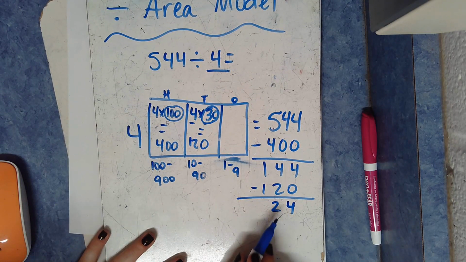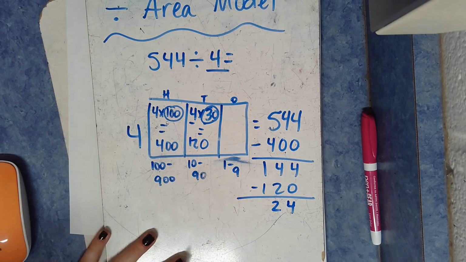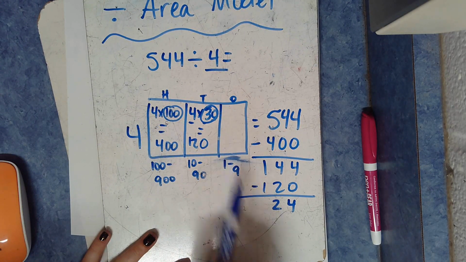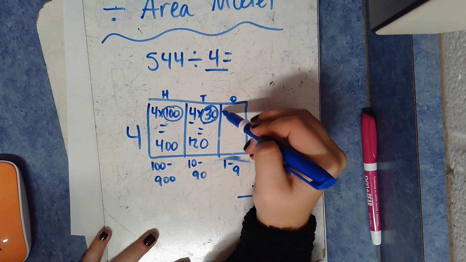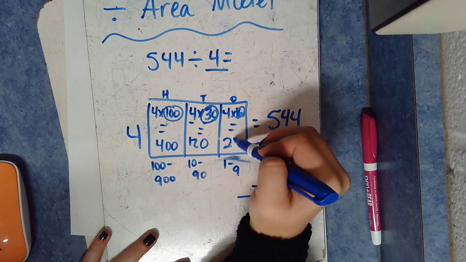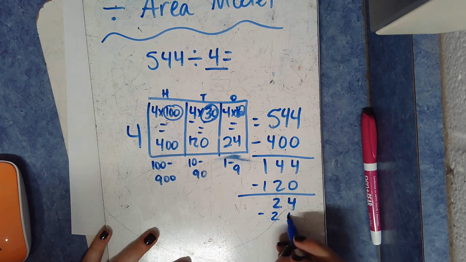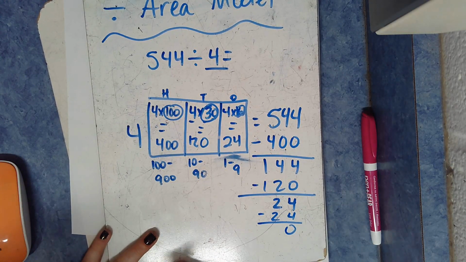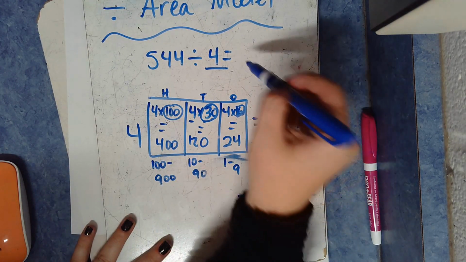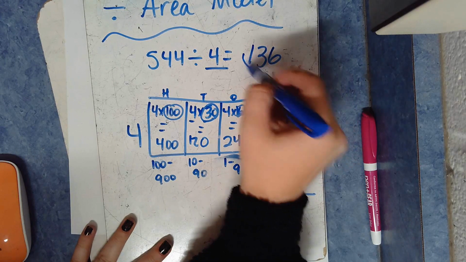This is starting to become familiar. This is a friendly number because 24 is actually a multiple of 4, and we are in our ones box now, so 4 times blank equals 24. And we know, based off our fact fluency, that 4 times 6 equals 24. And once I subtract my findings, I know I have no remainder. And my answer is going to be 136. And that is my quotient.